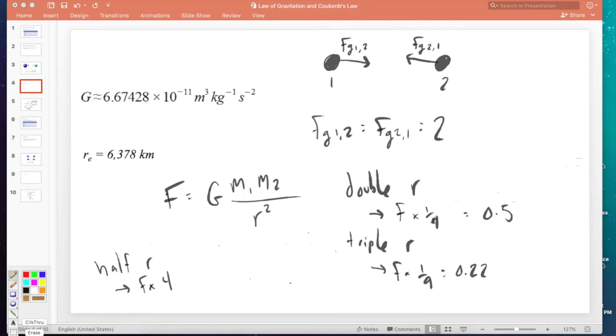So if I doubled R, I cut the force by 4, but if I halve R, I multiply the force by a factor of 4. I hope you understand that's how this r squared works down here. So my new force should be 8. It's gotten larger just like we predicted. Does this make sense? You guys have got to be able to understand how this equation works and manipulate it mathematically like this.